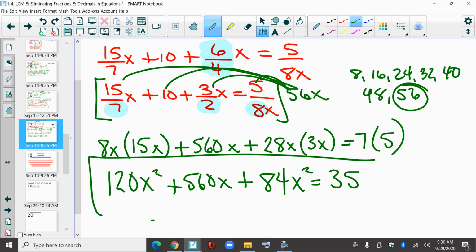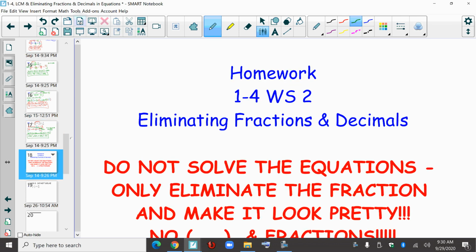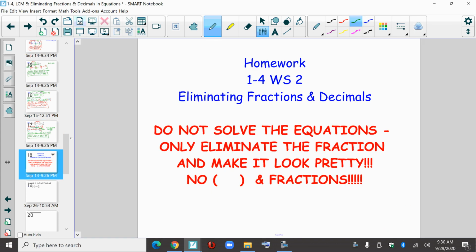No fractions, no decimals, and no parentheses. Tonight's homework, your goal is to do 1-4 worksheet 2, eliminating fractions and decimals. Do not solve the equations. Only eliminate the fraction and make it look pretty. No parentheses, no fractions and decimals. Okay?